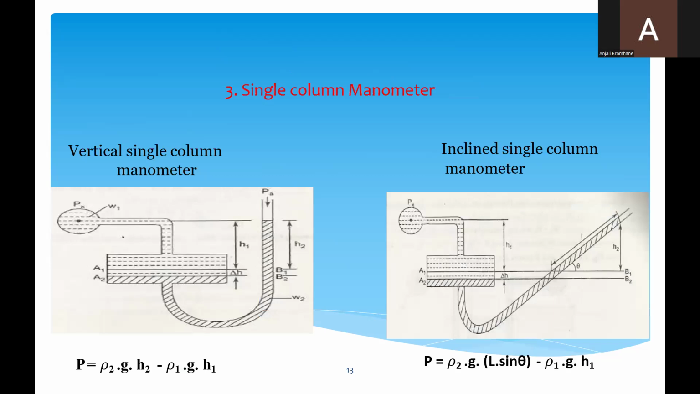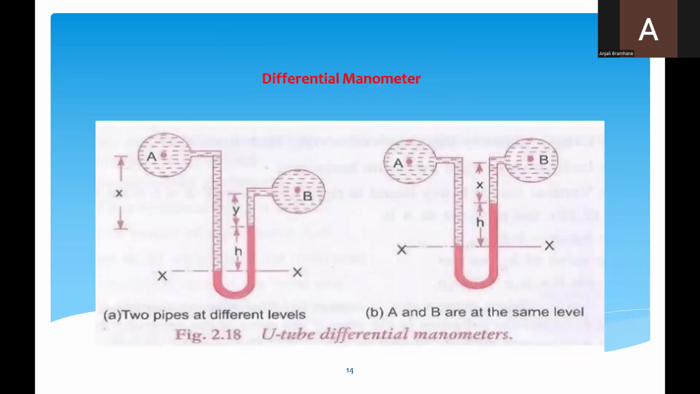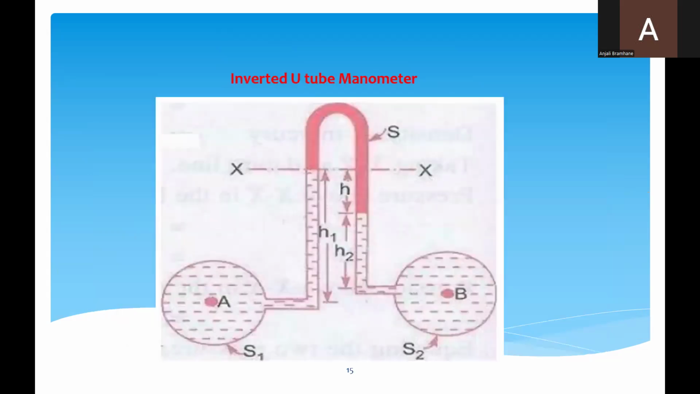Third, the single column manometer: vertical single column manometer and inclined single column manometer. Next, the differential manometer. The first figure shows two pipes at different levels, and in figure B, A and B are at the same level. Next, the inverted U-tube manometer.